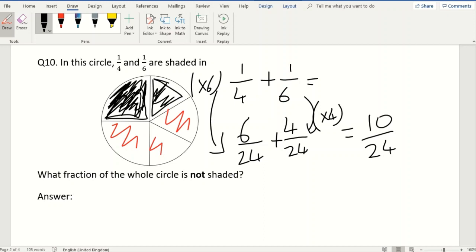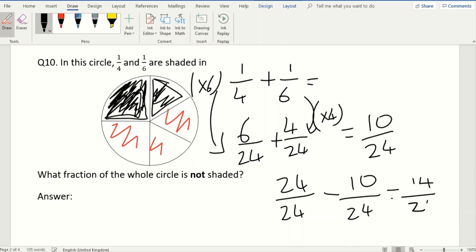Now, if we want to know what's left over, what is left to get us to 24 over 24, so all of the parts shaded in? So if we just take 24 over 24 minus 10 over 24, that gives us 14 over 24. And if you simplify that down, you should get 7/12, and that is the final answer.